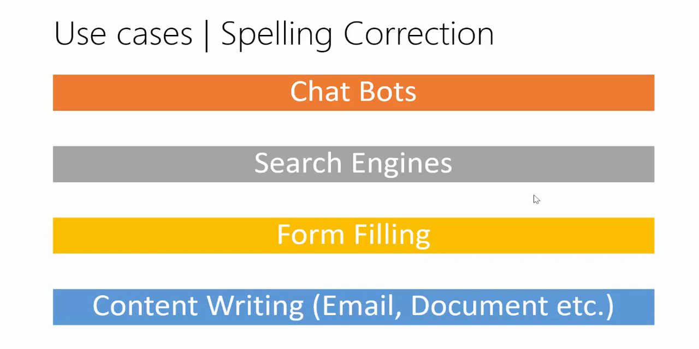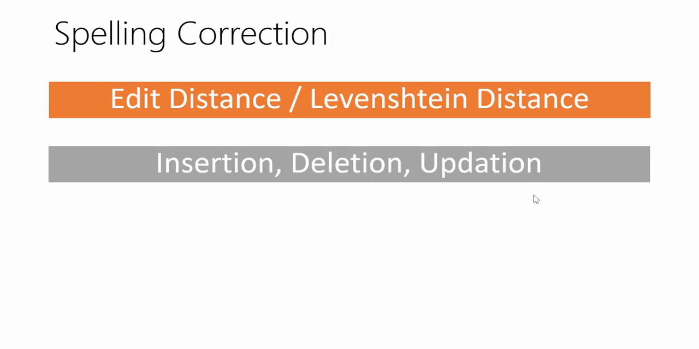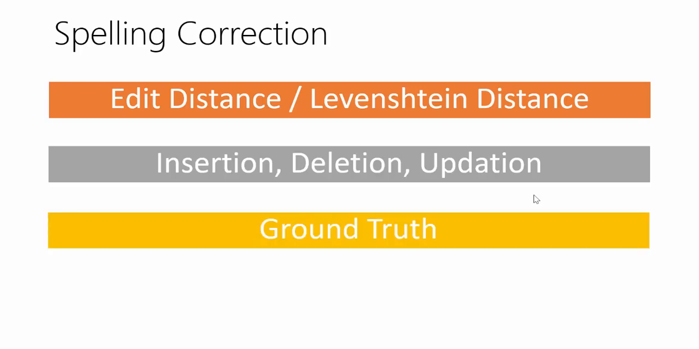Have you ever wondered how do we correct the spellings? Let's have a look at a very basic algorithm for the same. Spelling correction can be done using edit distance or Levenshtein distance. What is this distance all about? Edit distance is basically the number of operations which needs to be performed to transform the wrong spelling to the right spelling. For that, you need two things: the list of operations, which are insertion, deletion, and updation on a character level, plus the ground truth, which is the set of correct spelling.